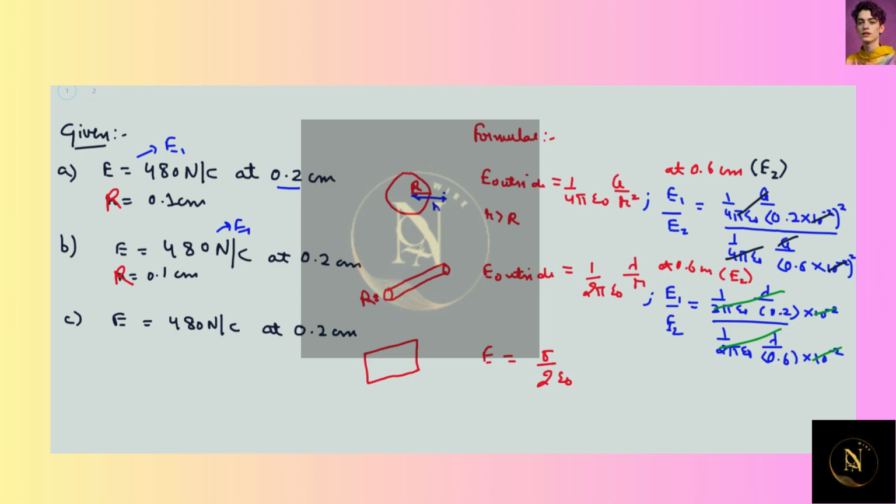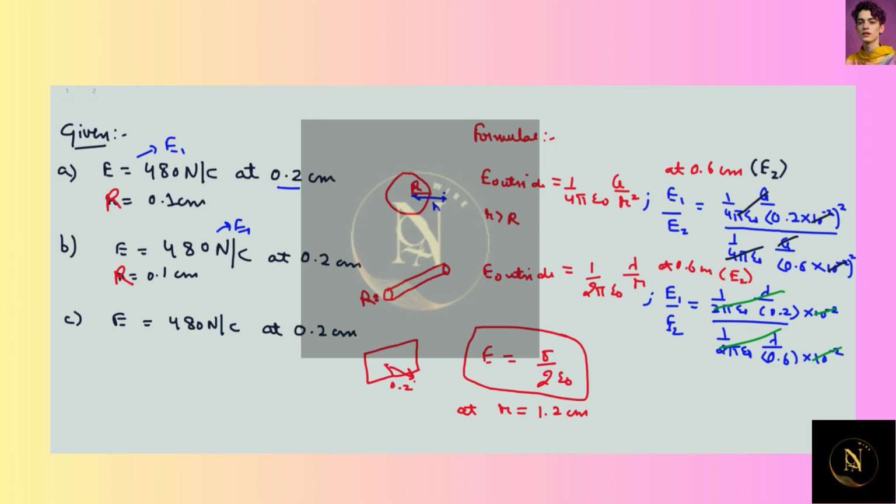Now we need to find the electric field for part C, which is a sheet of charge, at a distance of 1.2 centimeter. Look at the formula here. This is independent of distance. Whatever region you take, this is 0.2 centimeter. The electric field has the same magnitude all over the space because it is independent of distance.